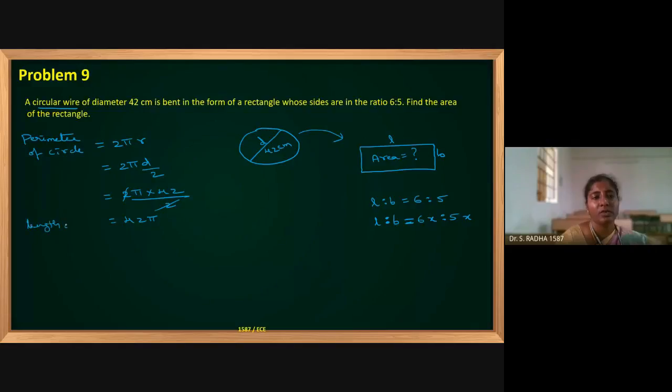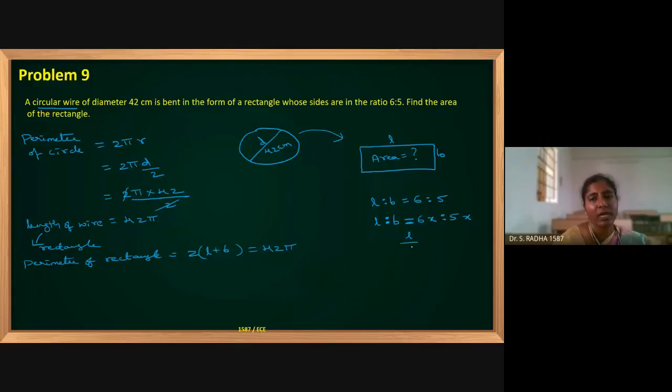Length of wire is 42 pi. Now, used for making rectangle. So perimeter of rectangle is nothing but 2 times length plus breadth, and this is nothing but 42 pi, already given.